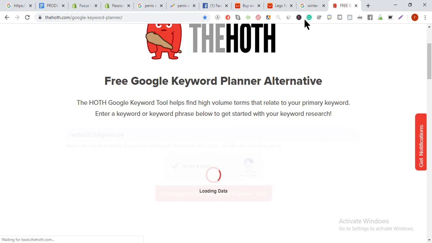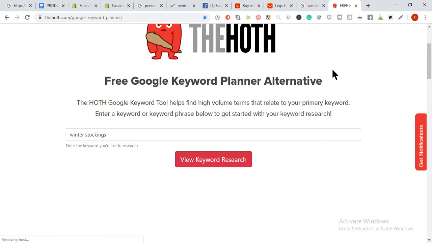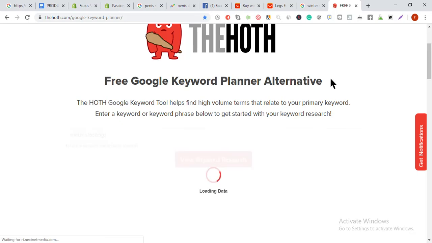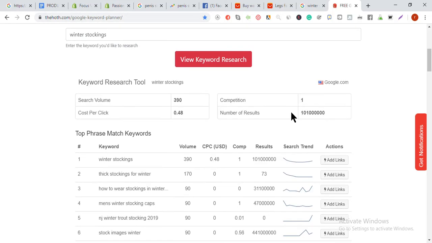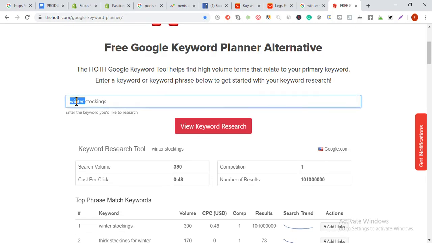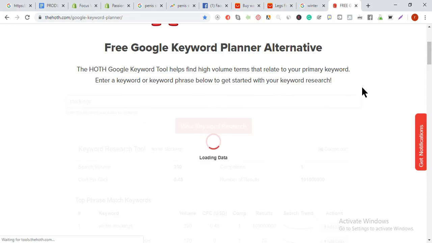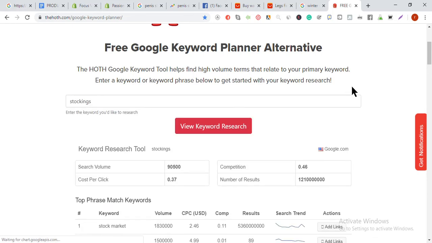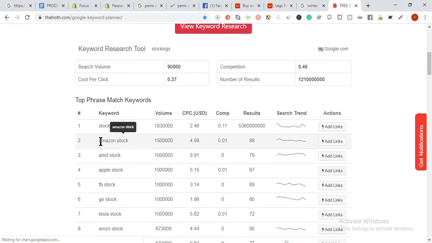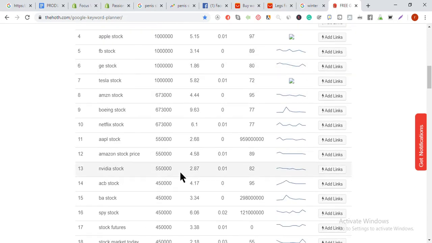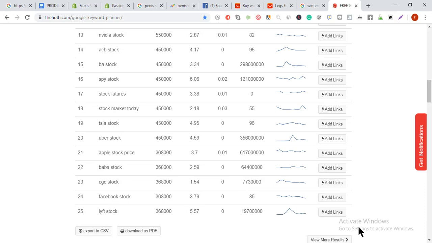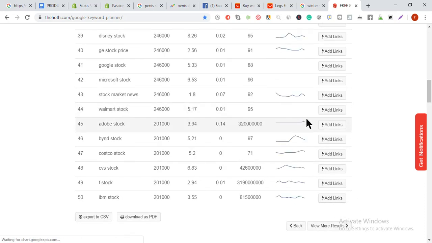You can also use the keyword planner, the Google keyword planner, or keywords everywhere if you have it. But this one, you can also use this, and it's free. Okay. So let's do stockings. Let's make it broad for us to see the other data. Okay. Yeah. So definitely. Oh no, not that kind of stock. Alright. Let's go.